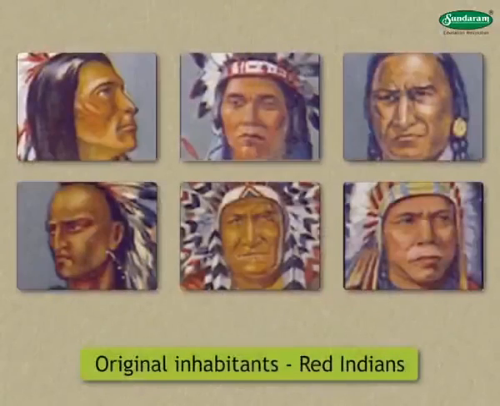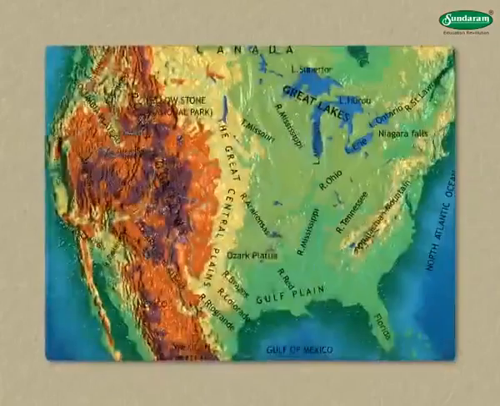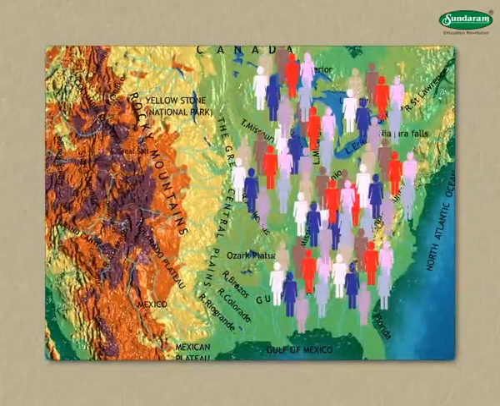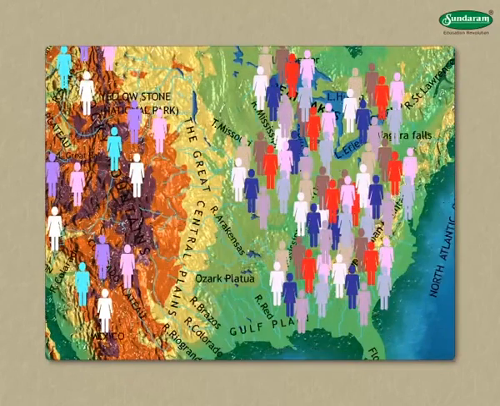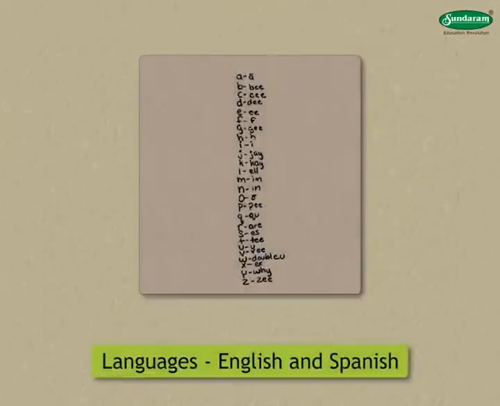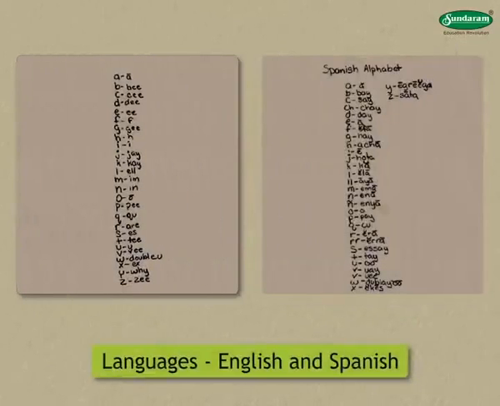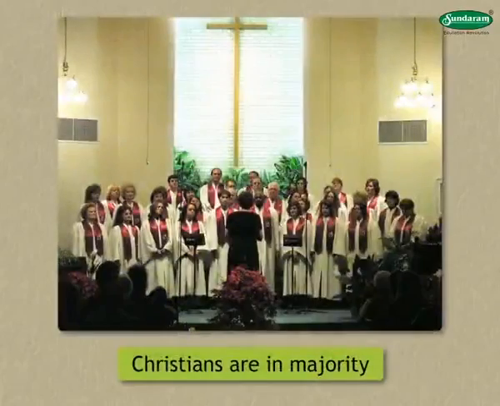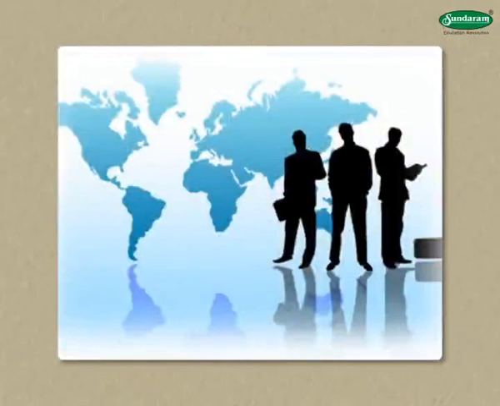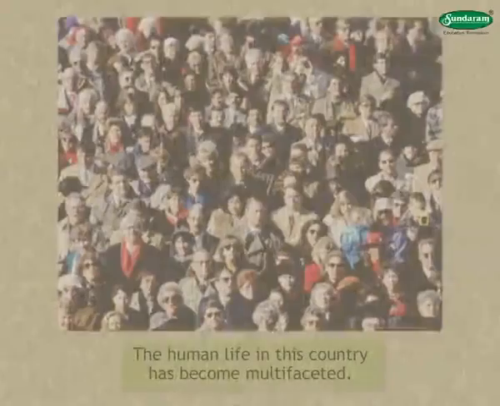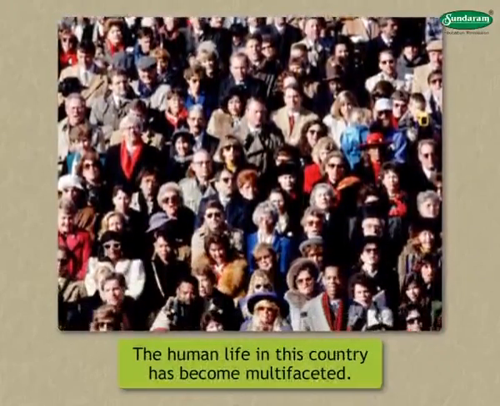Human life. Red Indians are the original inhabitants of this region. However, at present, their number has reduced considerably. The eastern and western coastal regions are thickly populated. Comparatively, in the mountainous and plateau regions, the population is sparse. English is the major language in the country. Next to it is the Spanish language. Christians are in majority. People from different countries of the world have migrated here for jobs and services. As a result, the human life in this country has been multifaceted.